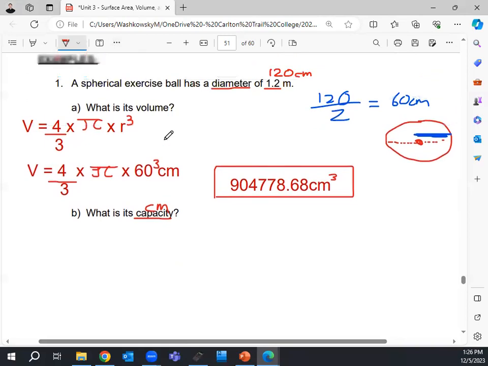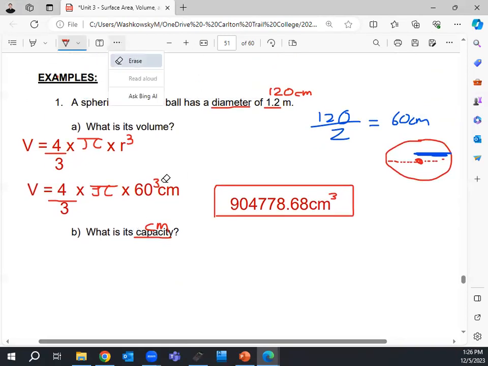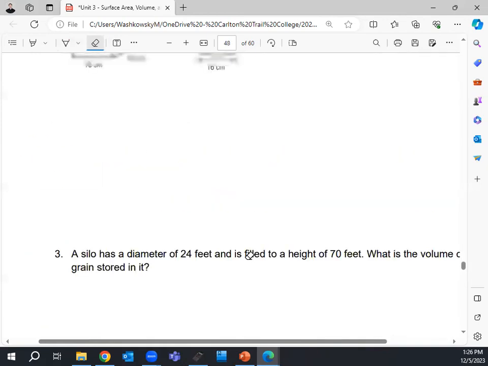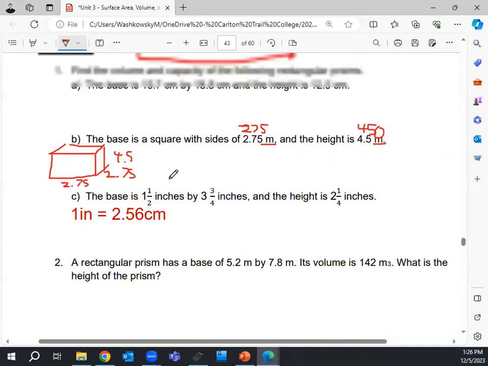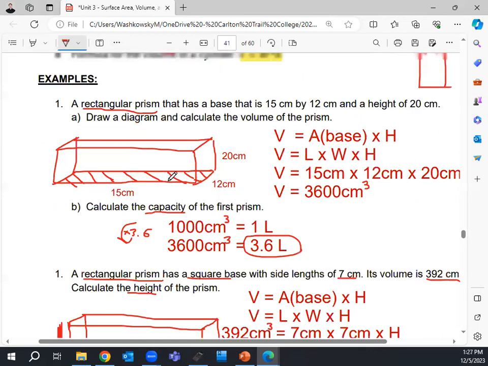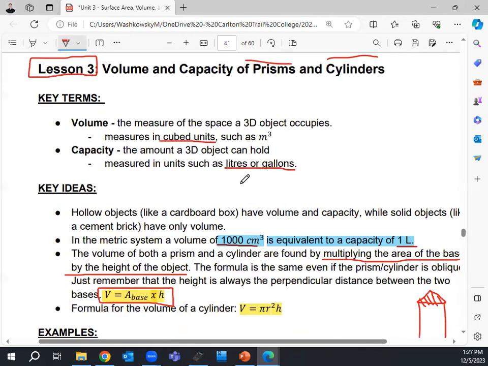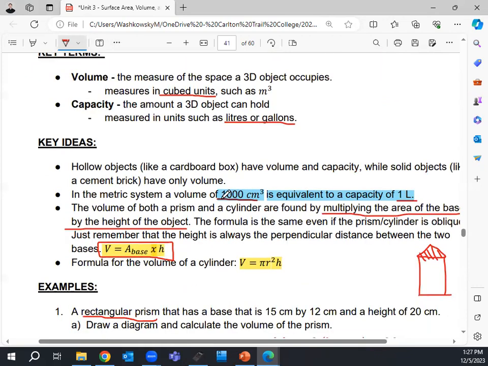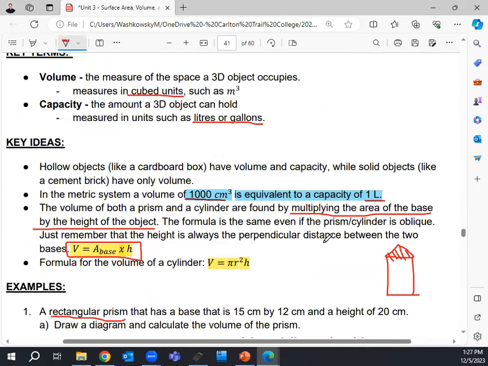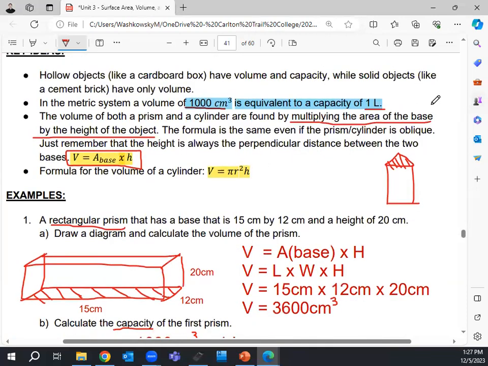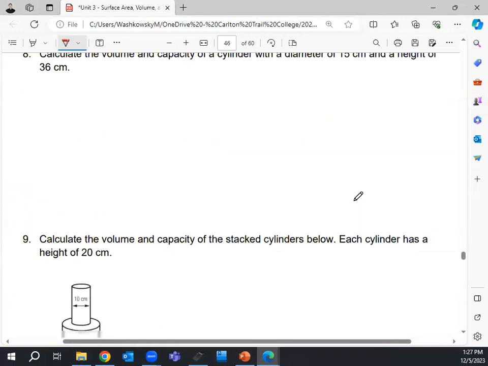So the next question it's asking us is, what's the capacity? I'm just going to scroll up for a second. If you remember, when we're thinking about capacity, we're thinking about how much liquid it can hold: liters, gallons, milliliters. Those are the measurements we use whenever we deal with capacity. And we have one universal law: on page 38 or page 40 we looked at yesterday, 1,000 cubic centimeters is the same as 1 liter. When I have 1,000 cubic centimeters in space, that's a liter in liquid.